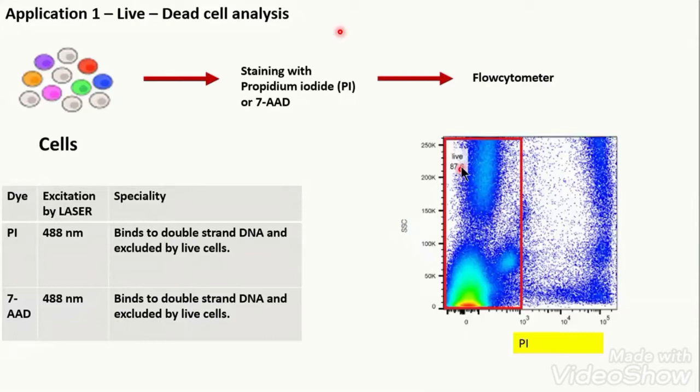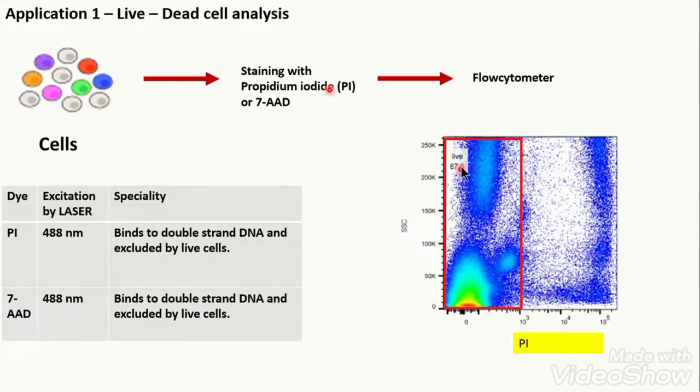So here what we are doing, we are again taking the cells which you have treated, and we are adding a dye which is called propidium iodide, which gives you a red color fluorescence. And propidium iodide binds to DNA. But the thing is, the propidium iodide can enter only those cells which are dead. So the live cells can pump out the propidium iodide.